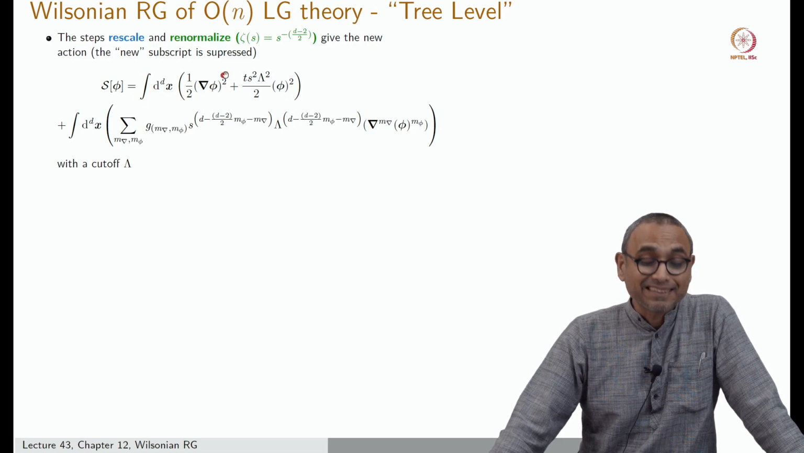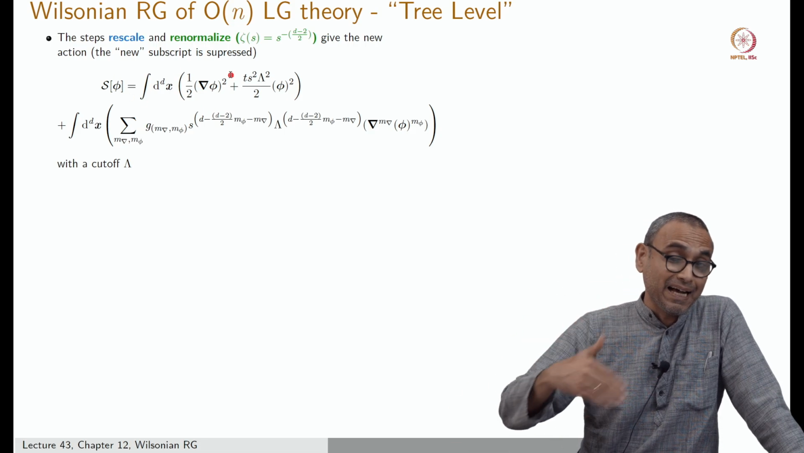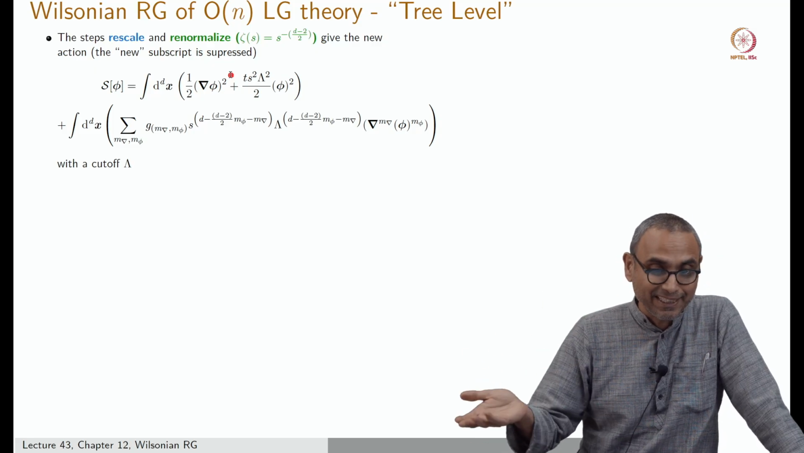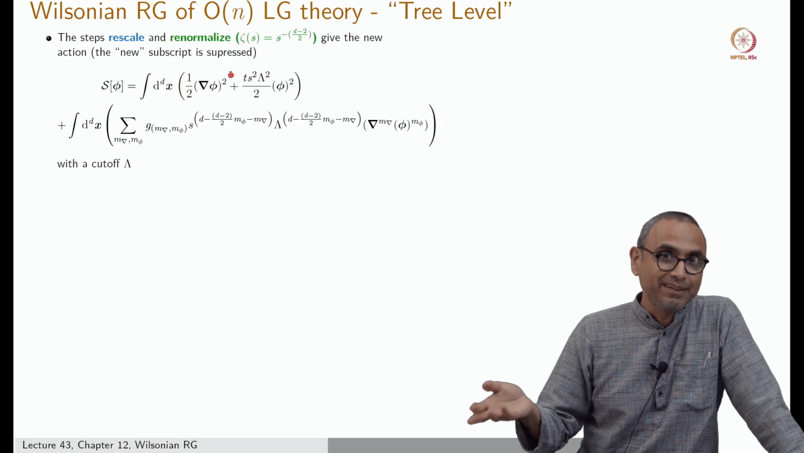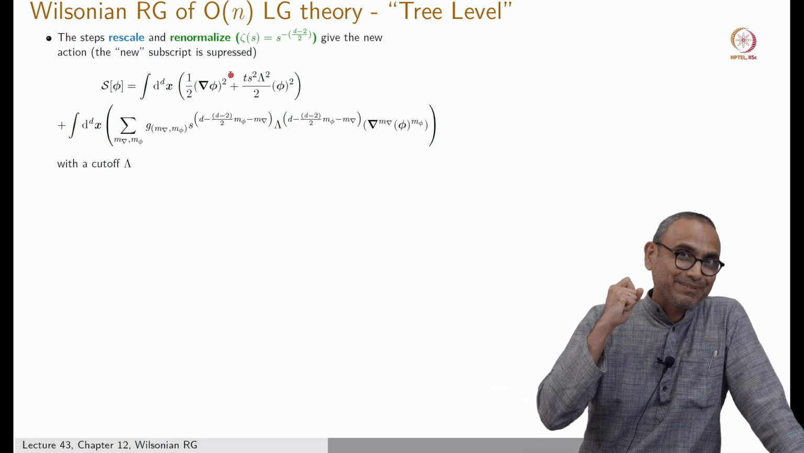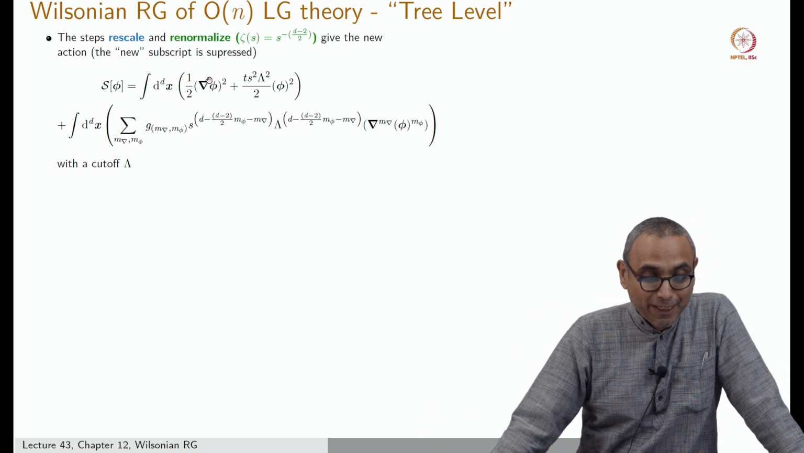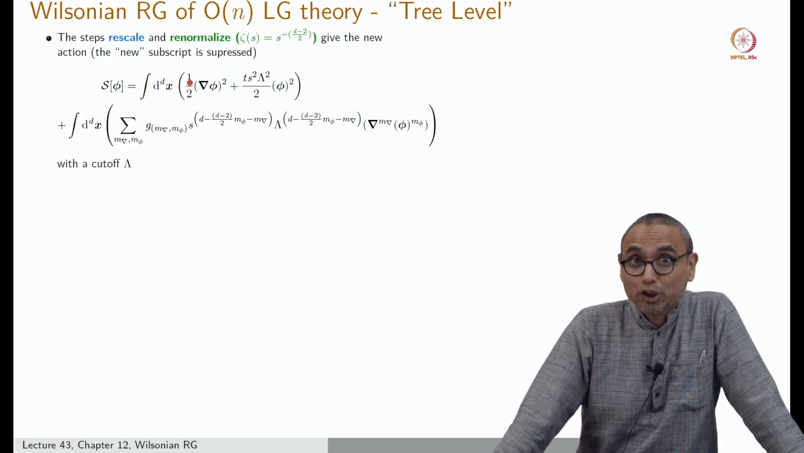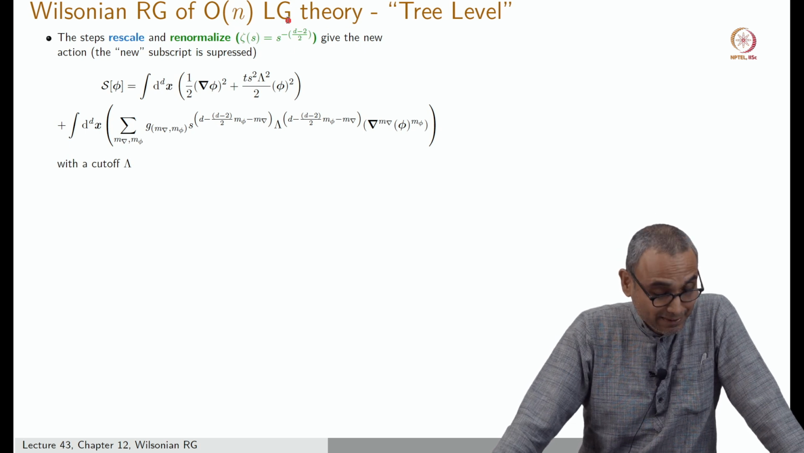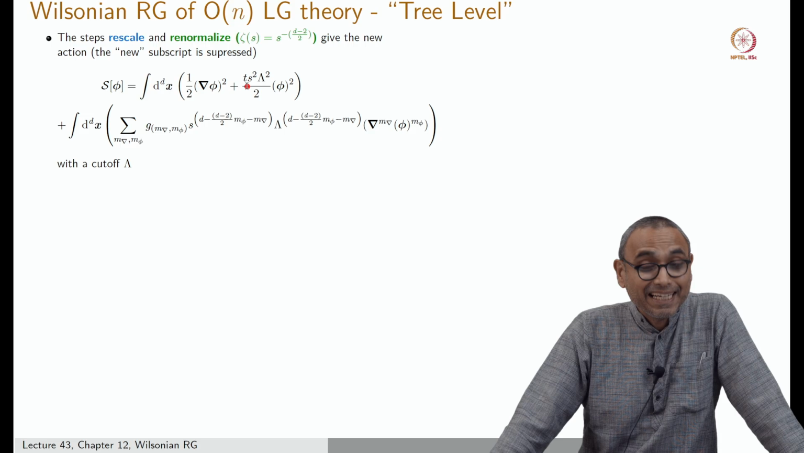The new action has the same form as the old action. It can't have any other form because it's what is allowed by symmetry. Everything allowed by symmetry is included, so it cannot change. But the important thing is that the coupling constants have changed. So the coupling constant 1 does not change, and that's by design. We chose the renormalization factor so that it does not change. T has gone to S square, that is very familiar to us.